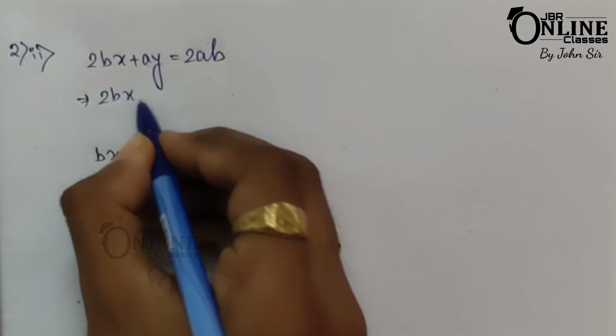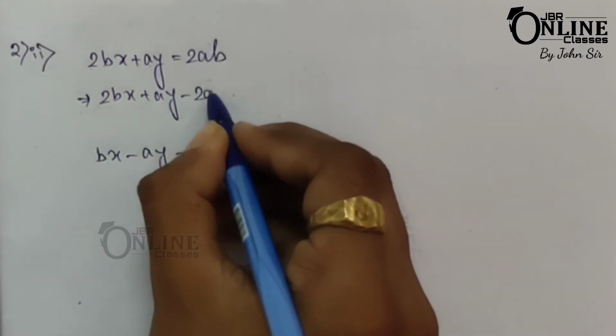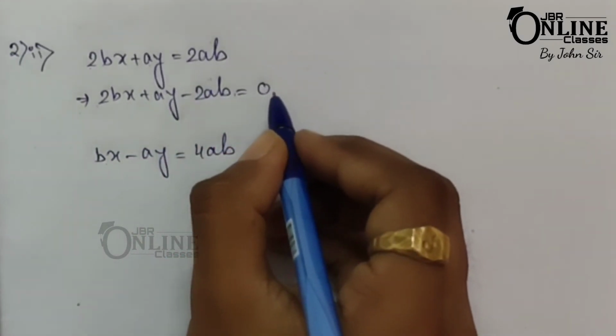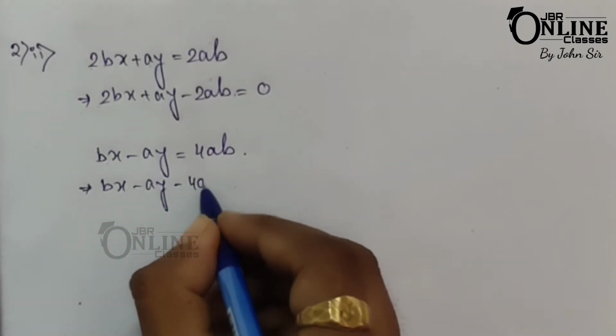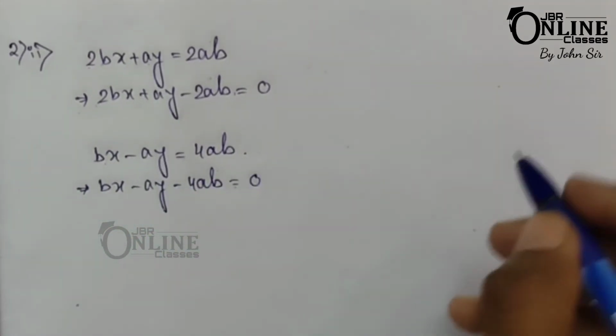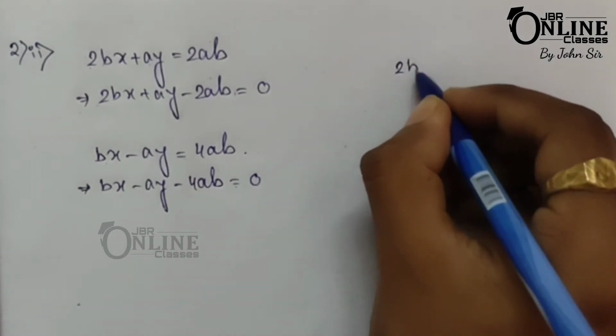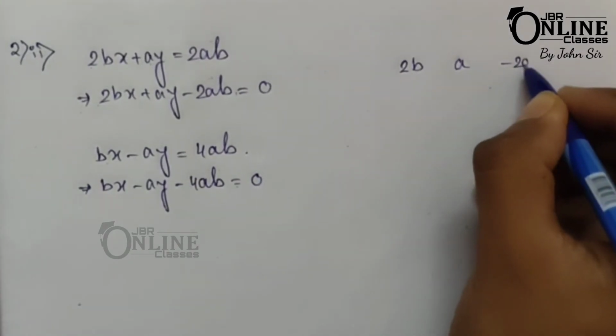So write down here 2bx plus ay minus 2ab equal to 0. Right side always be 0. And here bx minus ay minus 4ab, and that equal to 0. Now just write down the coefficient. So here 2b, then a, and then minus 2ab.